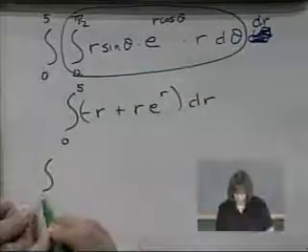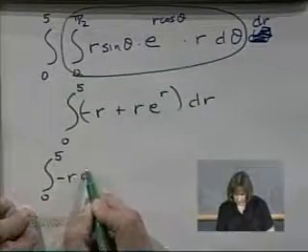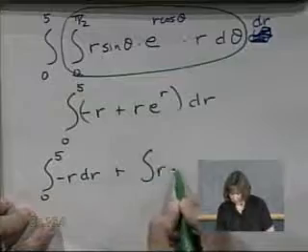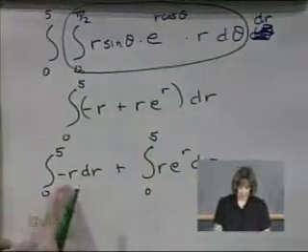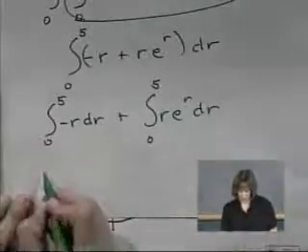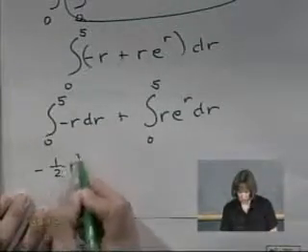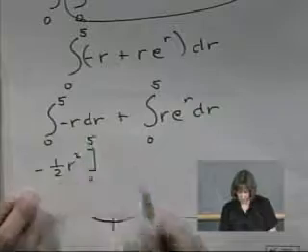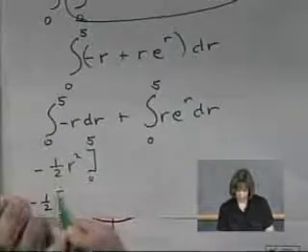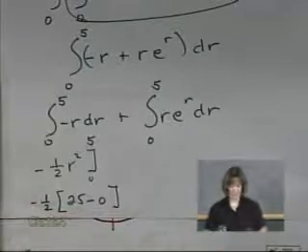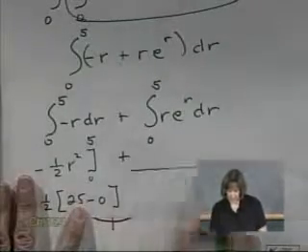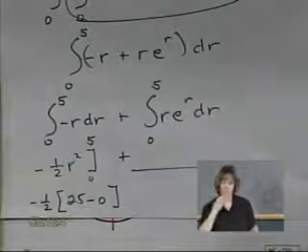All right. I prefer to break this up into two integrals, because that one I can do in a second. That one's going to be minus 1/2 r squared. We're going from 0 to 5. Factor out the minus 1/2. Pop in the 25, minus pop in the 0. And he's done. This guy is going to take a little bit of work.